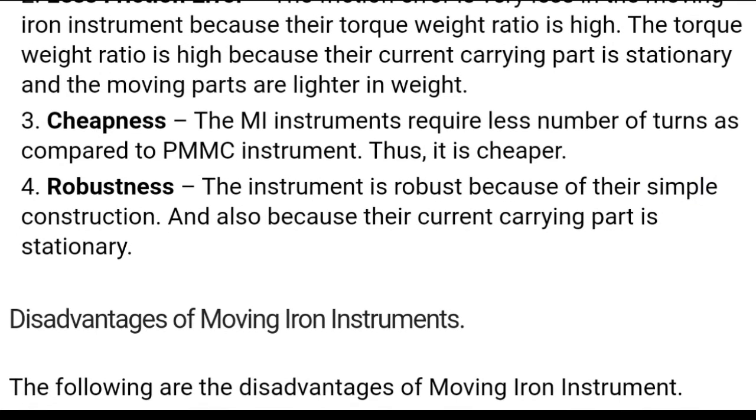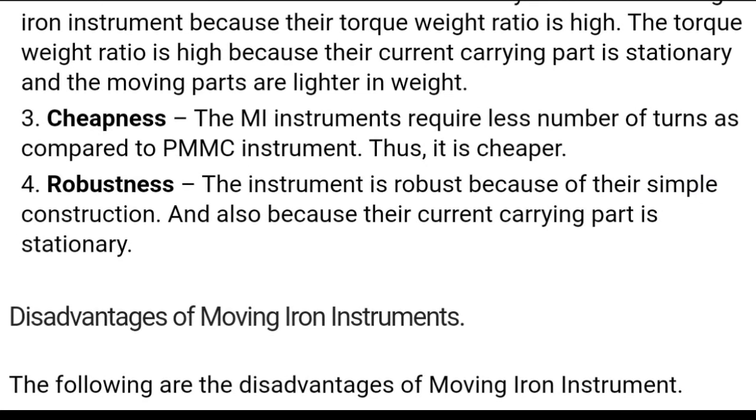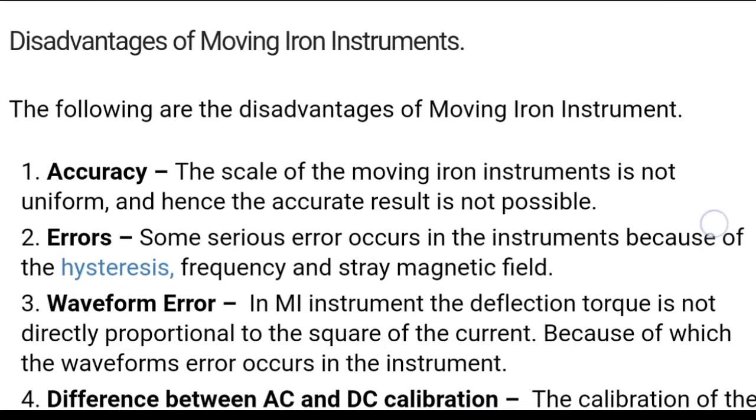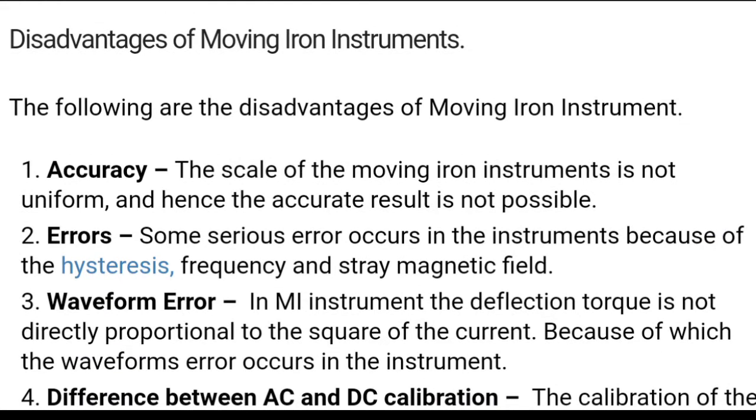There are some disadvantages of the moving iron instrument. The following are the disadvantages of moving iron instruments. One is accuracy. The scale of the moving iron instrument is not uniform. Why is it not uniform? From the deflecting torque equation we can identify that the deflecting torque is proportional to I squared, the current squared. Hence it obeys the square law, hence the scale is non-uniform.